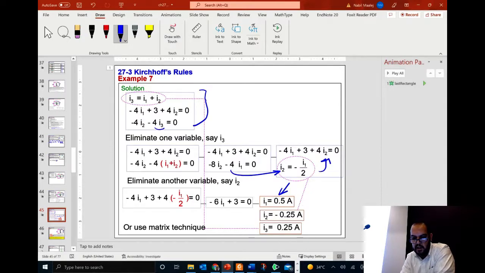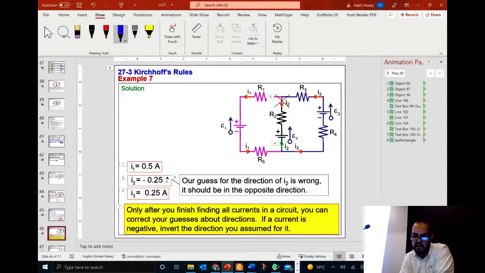So clearly, this is positive, no problem. This is positive, no problem. This one here, that means we assumed the wrong direction, and we can correct it in the final circuit. So this is why I crossed I2 and recorrected it. I showed that this is the right direction of the current. Only after you finish finding all the currents in a circuit can you correct your guesses about directions. If a current is negative, invert the direction you assumed for it.